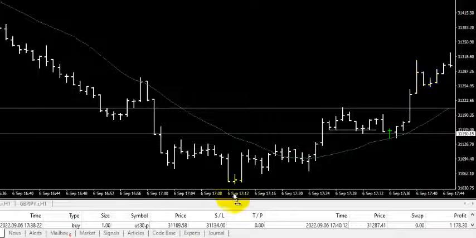So, and this was only just a little over 100 points, which wasn't a bad move on the US30. But I want to show you what I'm doing here. The other thing that I want you to understand is that I use a relatively small stop loss whenever I can get away with it. I don't want to use a 200, 300, 400 point stop loss.